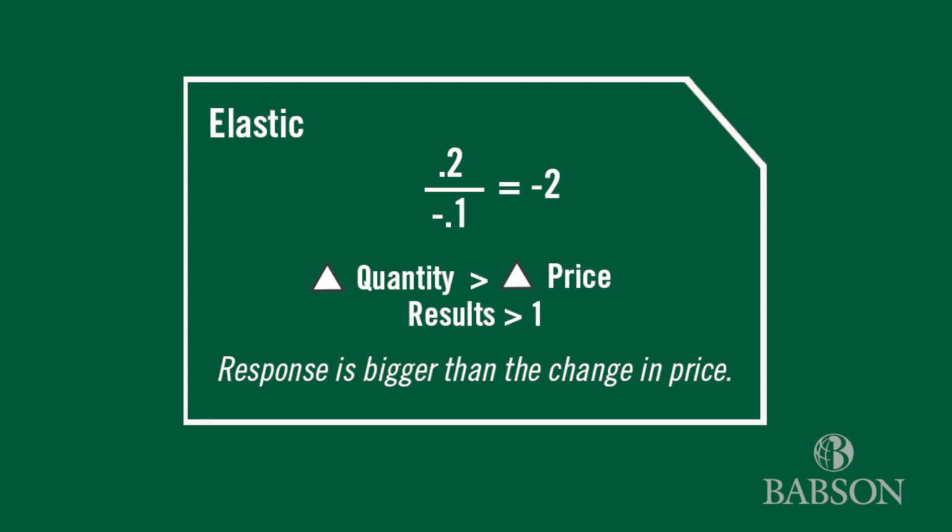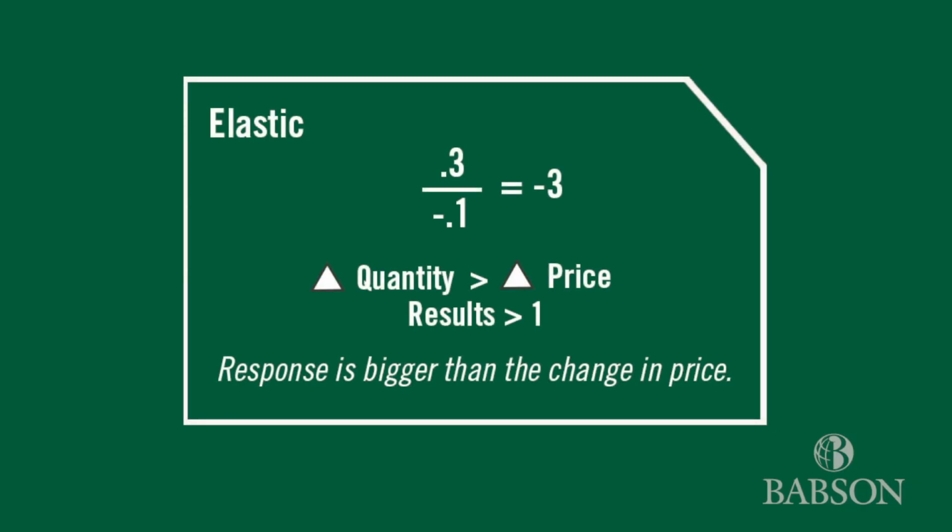Now, what if the response by consumers was larger, an increase of 30%? Now the result is negative 3. The result is smaller, but it describes a larger impact, or demand that is more elastic. Therefore, it helps to talk about elasticity in terms of the magnitude, or absolute value.